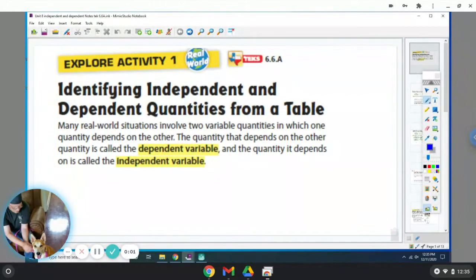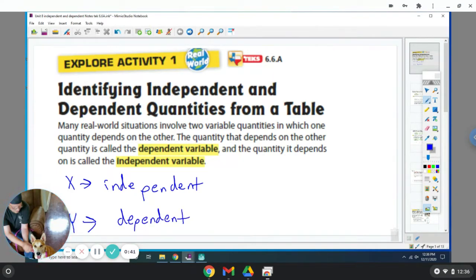All right, so today you're going to be learning about independent and dependent quantities from a table. So a dependent variable depends on the quantity of an independent variable, hence independent and dependent. So basically, dependent depends upon what the independent value will be. One way I always remember this is x is independent, and then y, the output, is dependent, because the value of y depends on what x actually is.